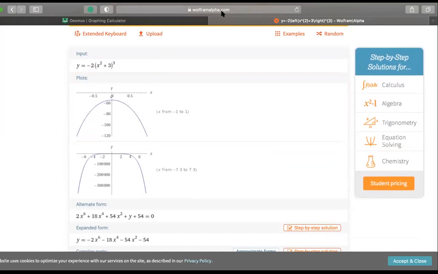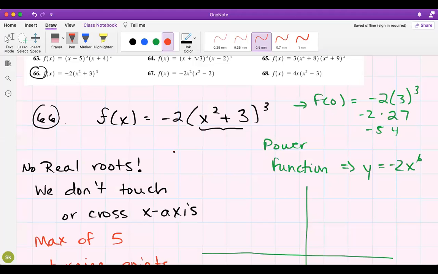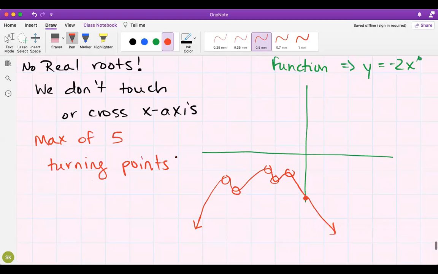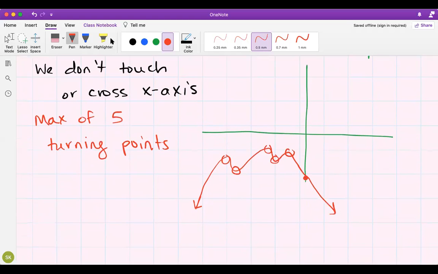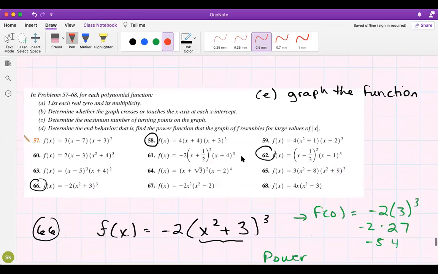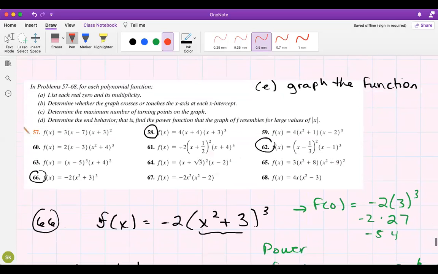Let's go back to our OneNote here. Okay. So it turned out that this graph looked more like this. Okay, let's move on. So I think we did all the problems I wanted to do here.